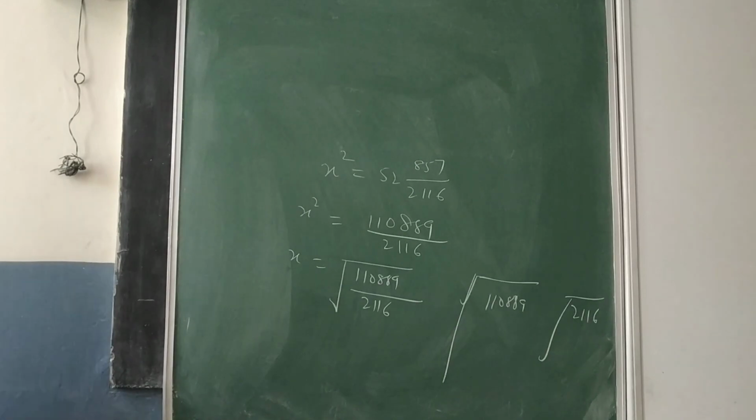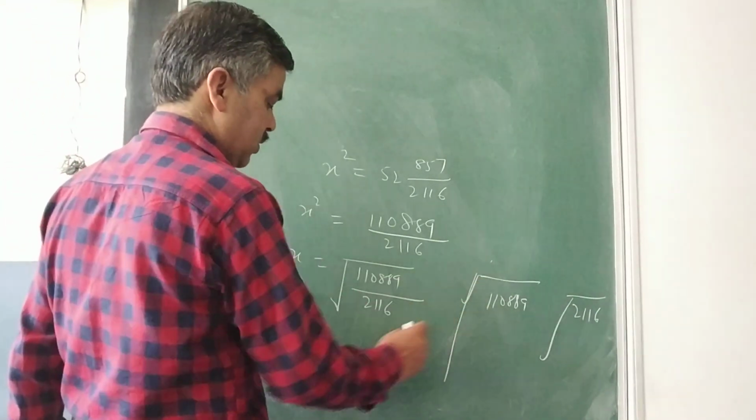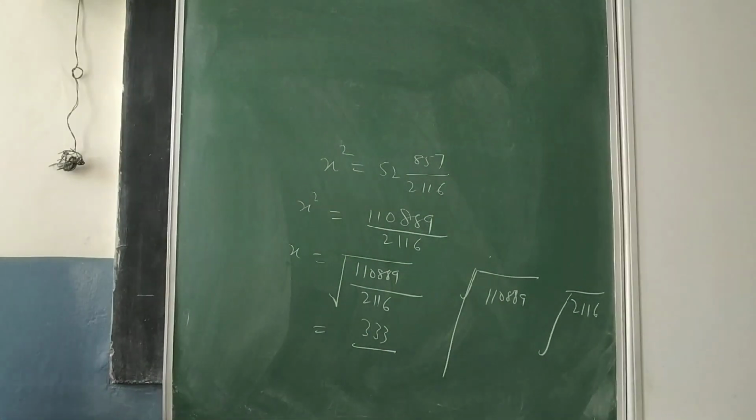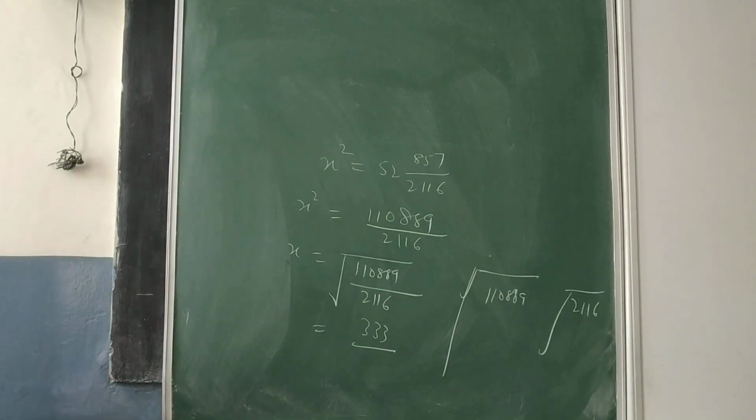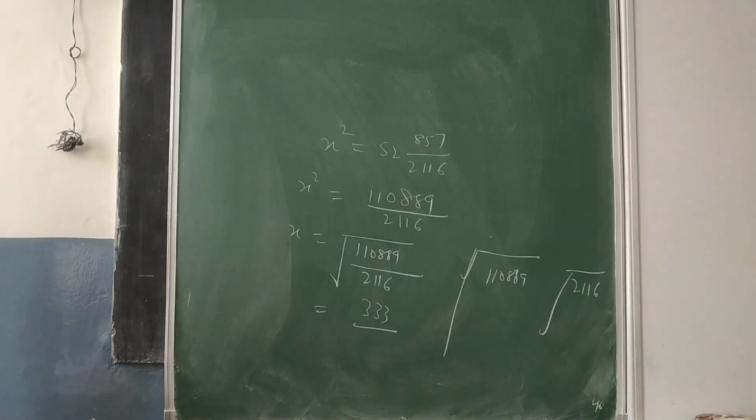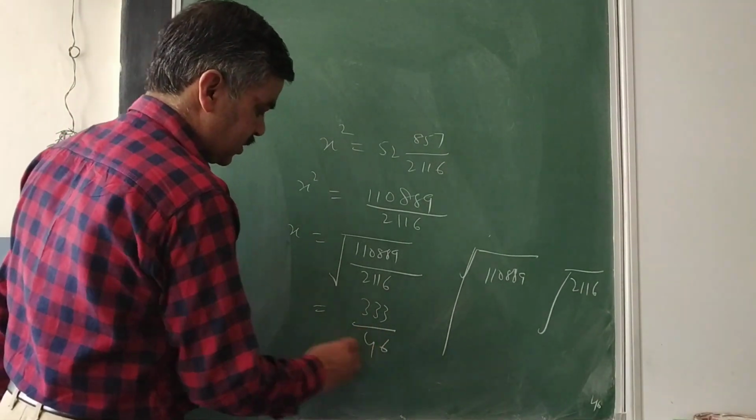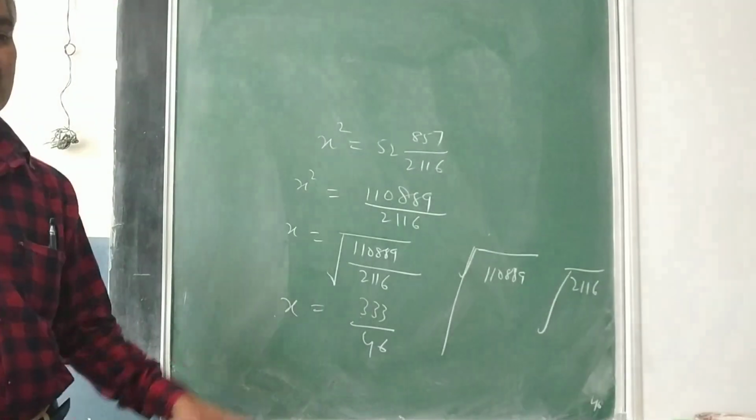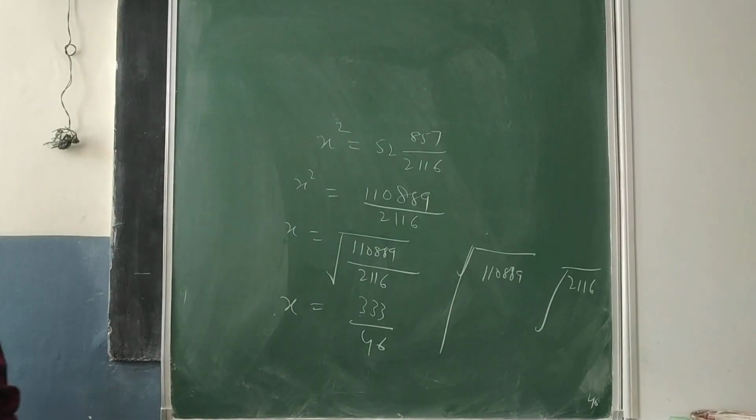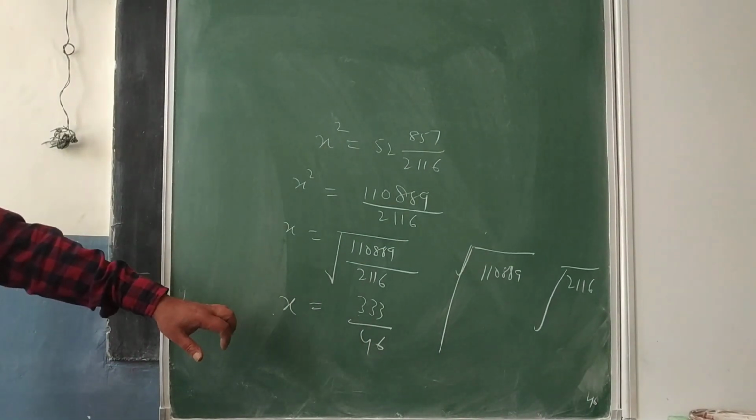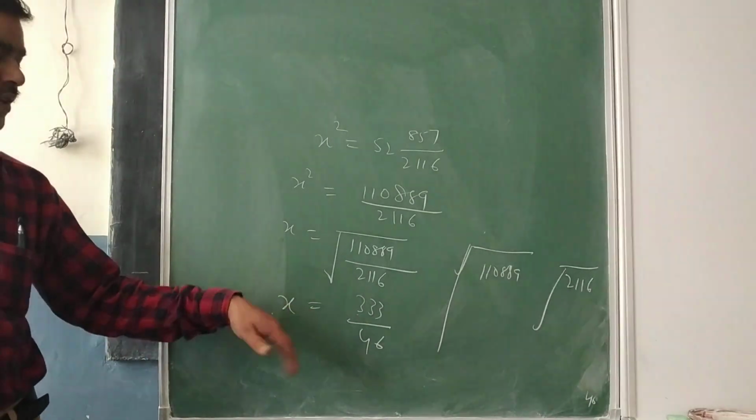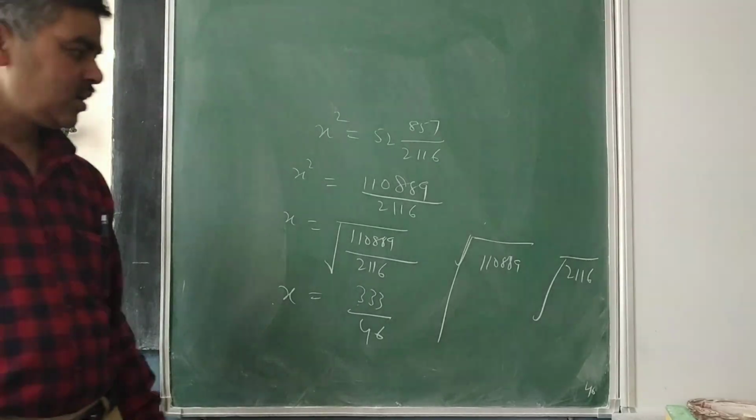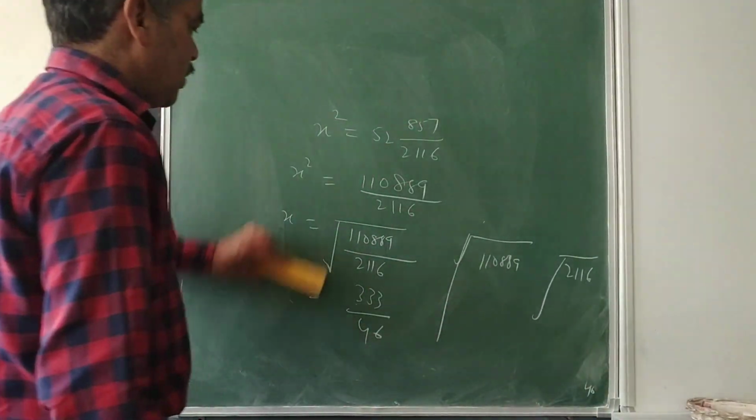If you go for the square root, the square root for this number is 333, and for 2116 the square root will be equal to 46. So your answer, that is the side of the square, will be equal to 333 upon 46. If you want to leave it here, you can leave it. Otherwise, if you want to convert it into a mixed fraction, because in your book the answer is given in the mixed fraction, that is not necessary. So I hope that is all about your queries.